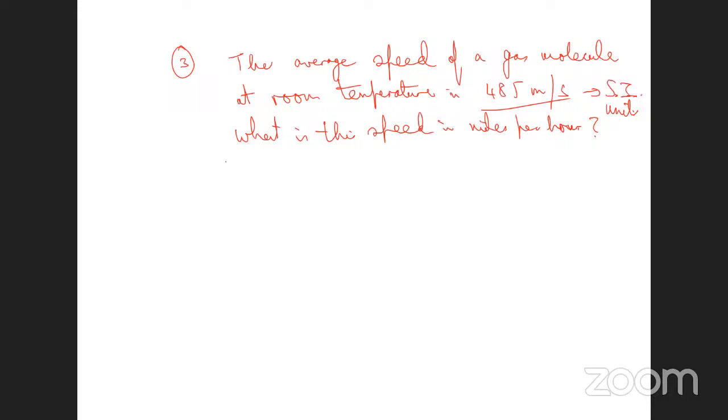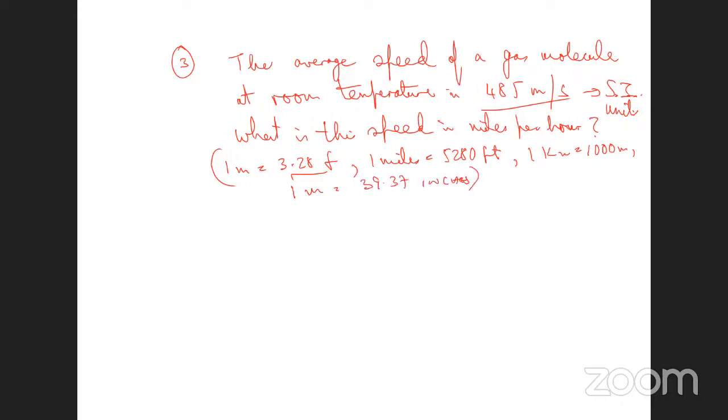What have they given us? Here they have given us 1 meter equals 3.28 feet. I think here they have given more things than what we need. 5280 feet is 1 mile, and 1 kilometer. Okay, surprisingly, they have given that conversion too, which we should know already. And then 1 meter equals 39.37 inches. I don't know whether you're going to use this.